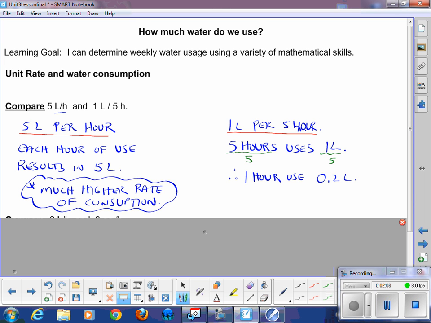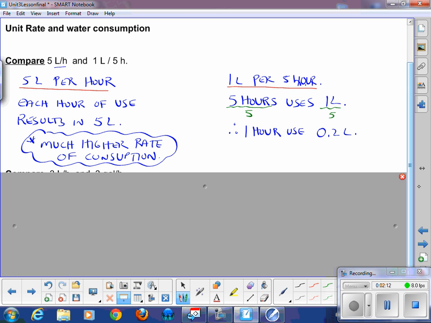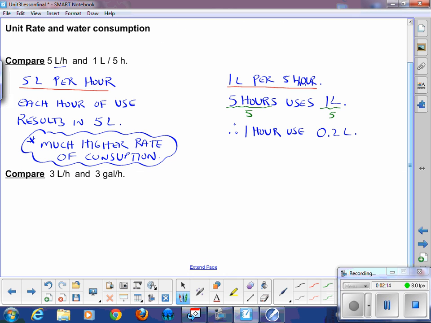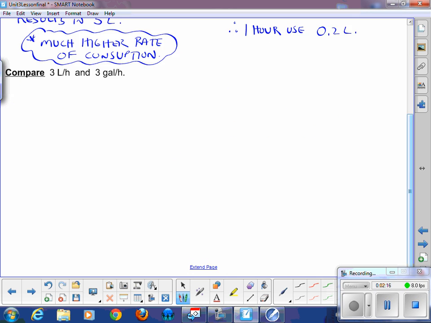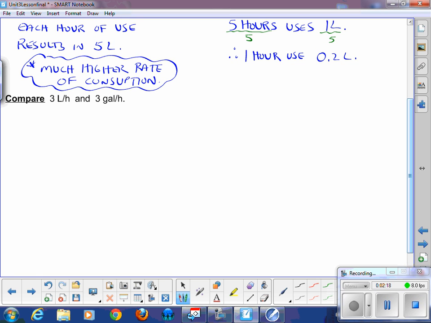You need to make sure when you're reading it, you interpret it correctly because they can be given in a different unit rate. The second one I have here is in a similar fashion. The only difference is 3 liters per hour. One's metric and one's imperial. So we have 3 liters per hour, and the other one we have 3 gallons per hour.